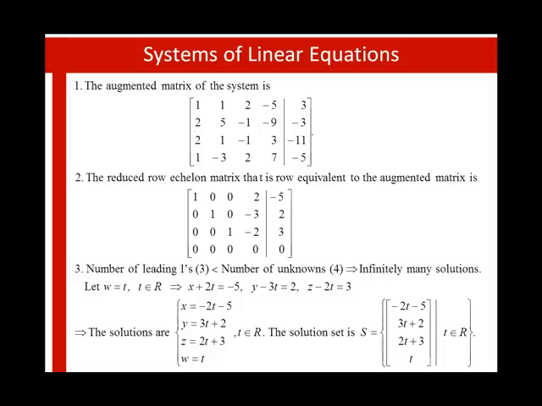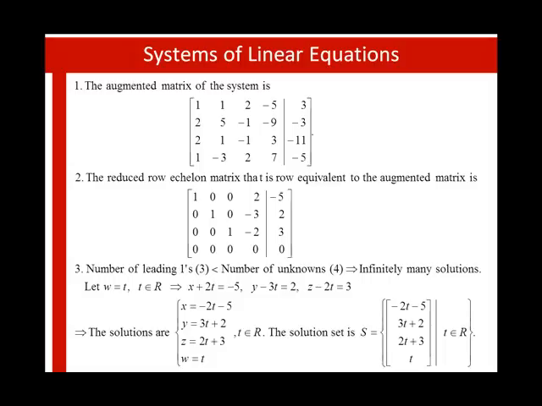As you can see, the number of leading ones is less than the number of unknowns. In this case, we have infinitely many solutions. Also, we can say that the number of equations, or rows, is less than the number of variables. Because we have four variables, and from the reduced row echelon form, you can see that we have only three usable rows, because the last row is useless. So in this case, as we said, we have infinitely many solutions.